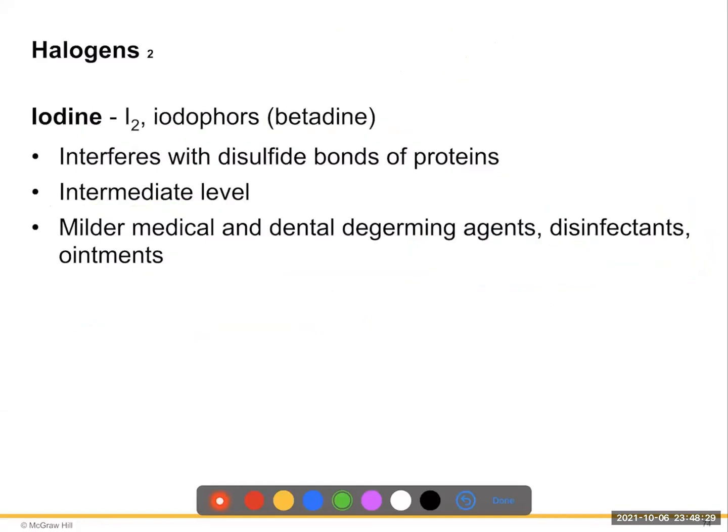Iodine. Iodine is another one of the halogens. That is an iodophor, and this is in Betadine solution when you do your scrubs for your surgery patients. Again, it interferes with the disulfide bonds of proteins, changes the shape of the protein, and makes it inactive. It's an intermediate level, and it's a milder medical and dental degerming agent. It's a disinfectant, and it's an ointment.